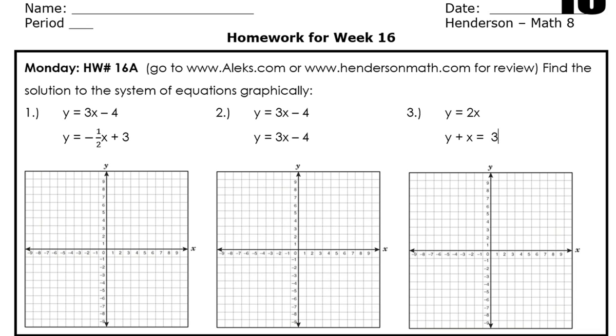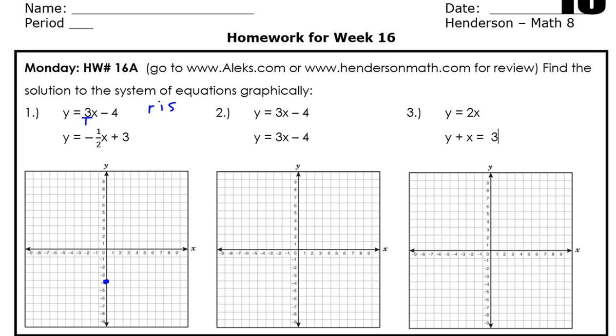This tutorial will help you to answer the questions on homework 16. The first section asks you to find the solution of the system of equations graphically, and we're going to graph our equations by using the y-intercept and the slope or rate of change value. So my first equation here has a y-intercept of -4, and it has a slope of 3, or 3/1.